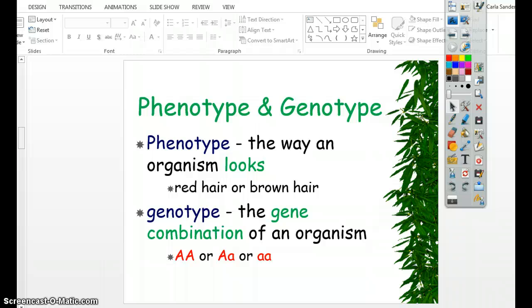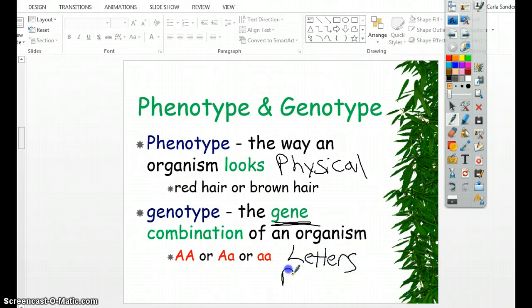Vocabulary words, phenotype versus genotype. Phenotype, the way the organism looks. It's physically the way you look. Genotype, it is your genes. We can't see your genes, so we have to use letters to represent. So letters represent genotypes. Physically, the way you look is your phenotype.